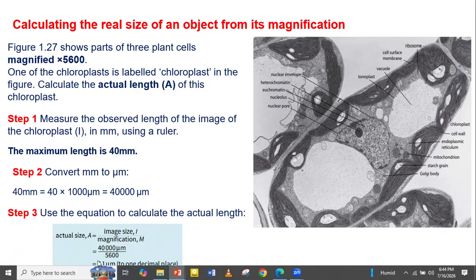So for them, they wrote the answer to 1 decimal place. But if they haven't specified, you can write to maybe 3 decimal places or whatever you want, maybe 2 decimal places or 1, but most of the time in the paper, they'll be specifying for you.